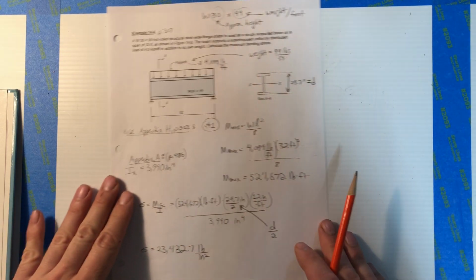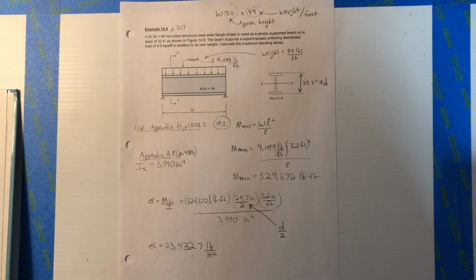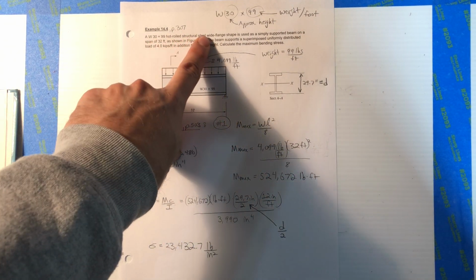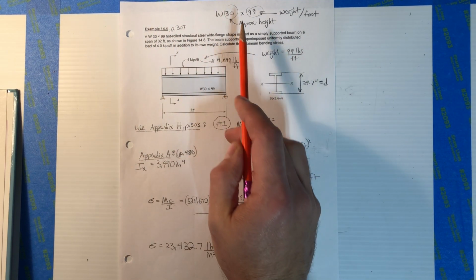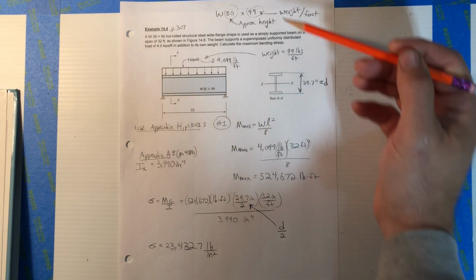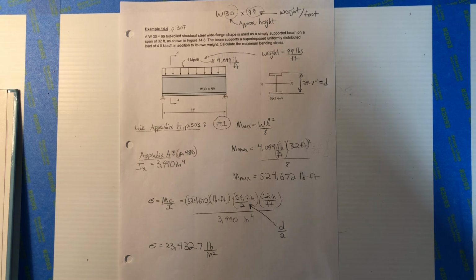Okay, let's change course. No more of that wood beam. Let's use a W beam. W30 by 99 hot rolled structural steel wide flange shape. And when you have this designation, the 30 is the approximate height of the beam, and you'll see that this one's going to be 29.7, and the 99 is approximate weight per foot, right? 99 pounds per foot, right?